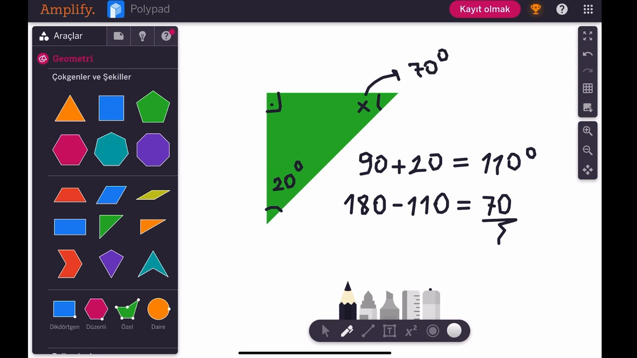And if you want to check your answer, you can add up all the angles to make sure you get 180. So let's quickly check. 90 plus 20 plus 70 is equal to 180. So our answer is correct.